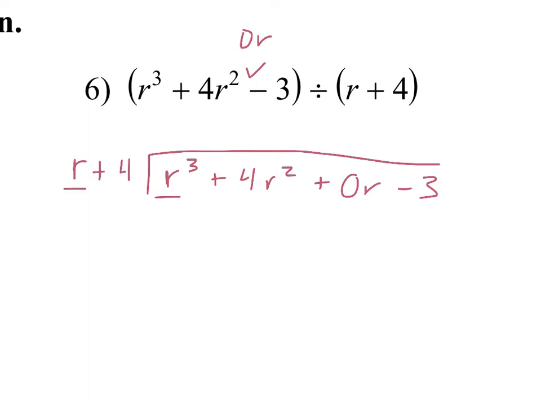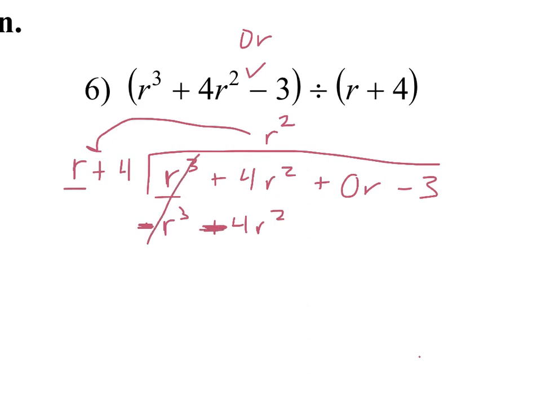So what times r gives us r cubed? R squared. Remember, our answer is going to have one less term than what we started with. So we're not going to have an r cubed term on top. So now we multiply r squared times r, which is r cubed, and r squared times 4, which is 4r squared. Now we need to change the signs to get them to cancel out.